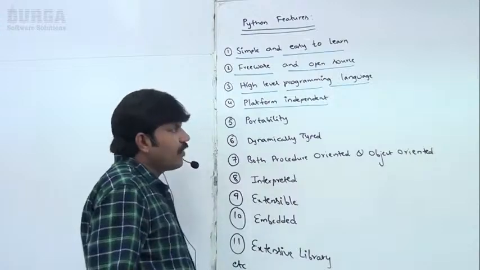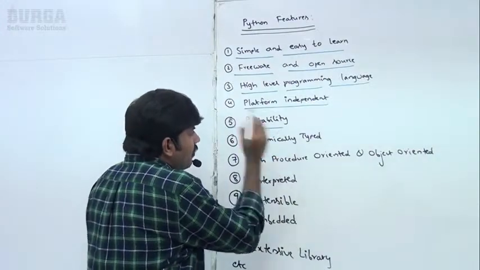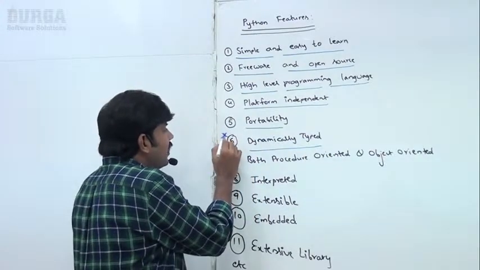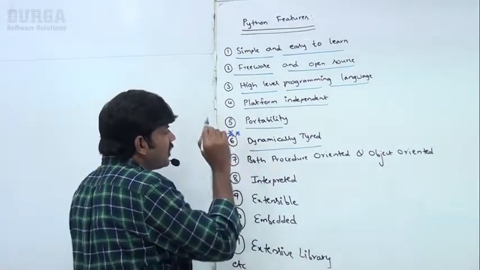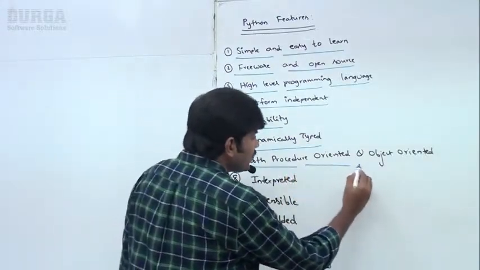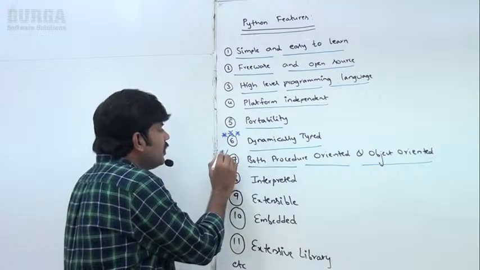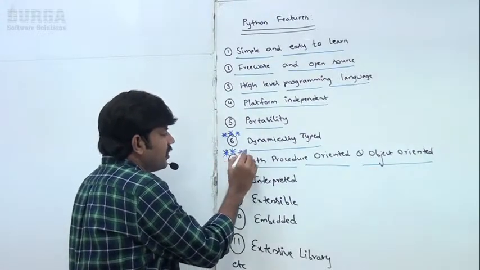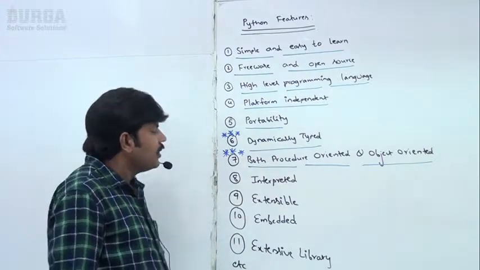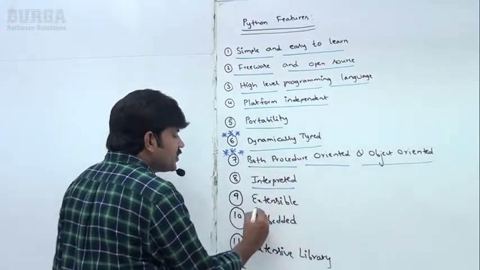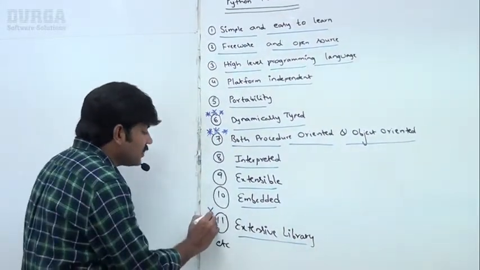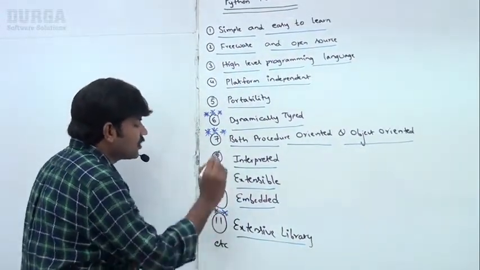Platform independent. Next, portability. Next, dynamically typed. Yes, this is very important, sir. Even if you have some basic idea about this one, dynamically typed. Next, both procedure oriented and object oriented, sir. It is also a big specialty for our Python. It is an all rounder, both procedure oriented and object oriented. Next, it is interpreted. Next, extensible, embedded, extensive library. Are you getting? Extensive library is also a big specialty for Python.